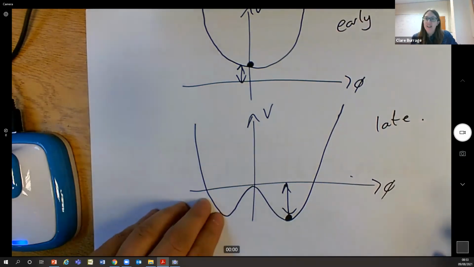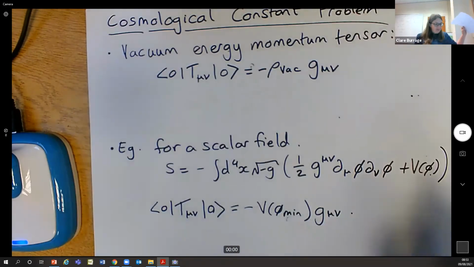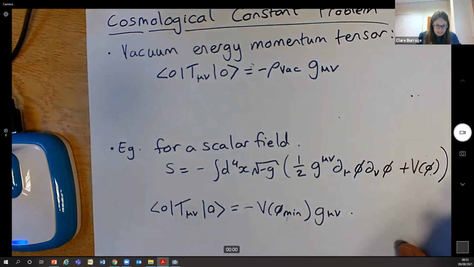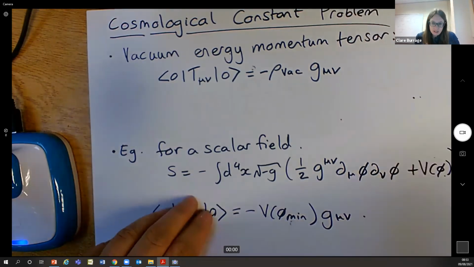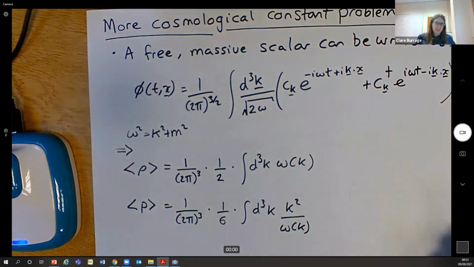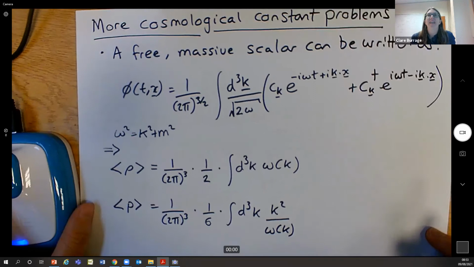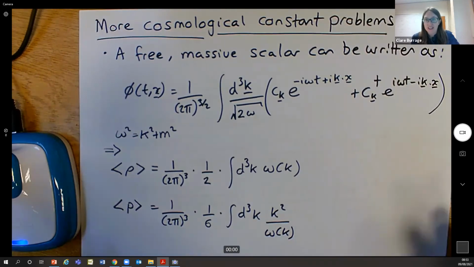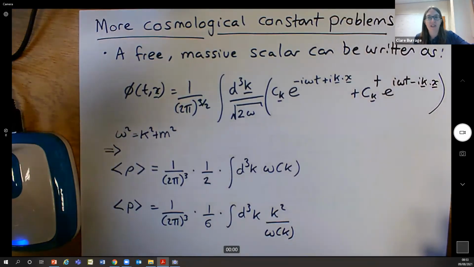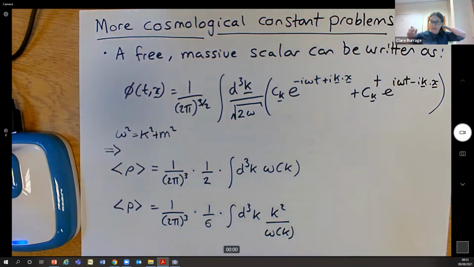Okay, so that's the classical way, the classical cosmological constant problem. Things get even more complicated and more problematic as we start to think about this as a quantum theory.